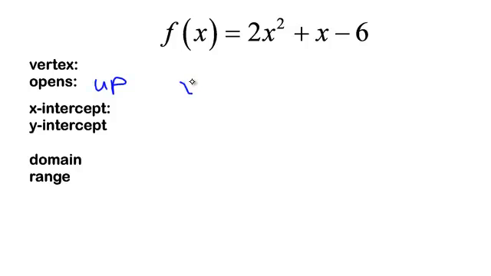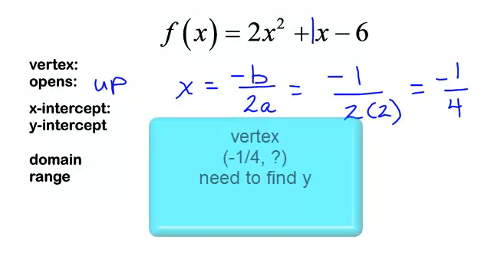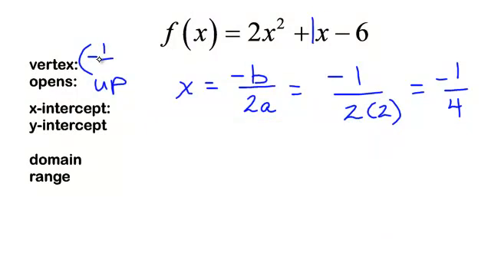x is equal to negative b over 2a, which in this case will equal negative. b is the coefficient with the x, so that would be 1, over 2 times a, that would be 2 times 2, so the x is negative 1/4. Now, I need the y for my vertex. I have the x, I need the y. So when the x is negative 1/4, I'm going to plug that in and find my y.